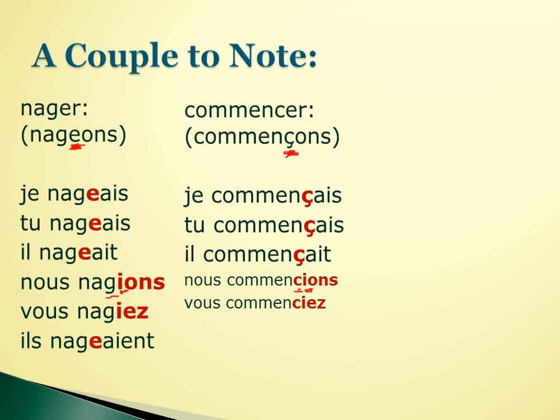Same thing here. We don't have to add that cédille. But then when we get to the ils form, we have to put it back, because a C before an A is a hard C sound. So, ils commençaient.